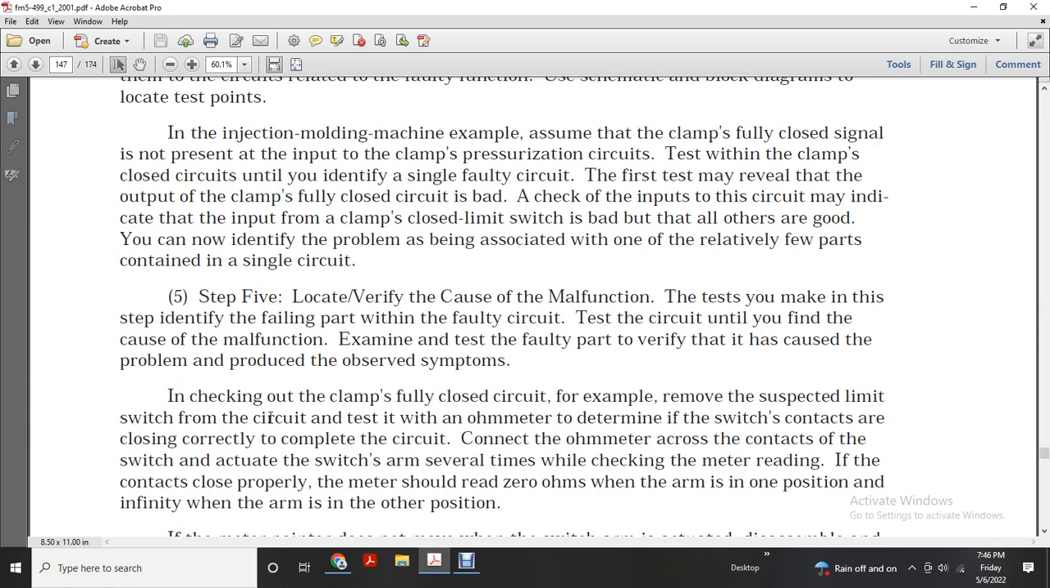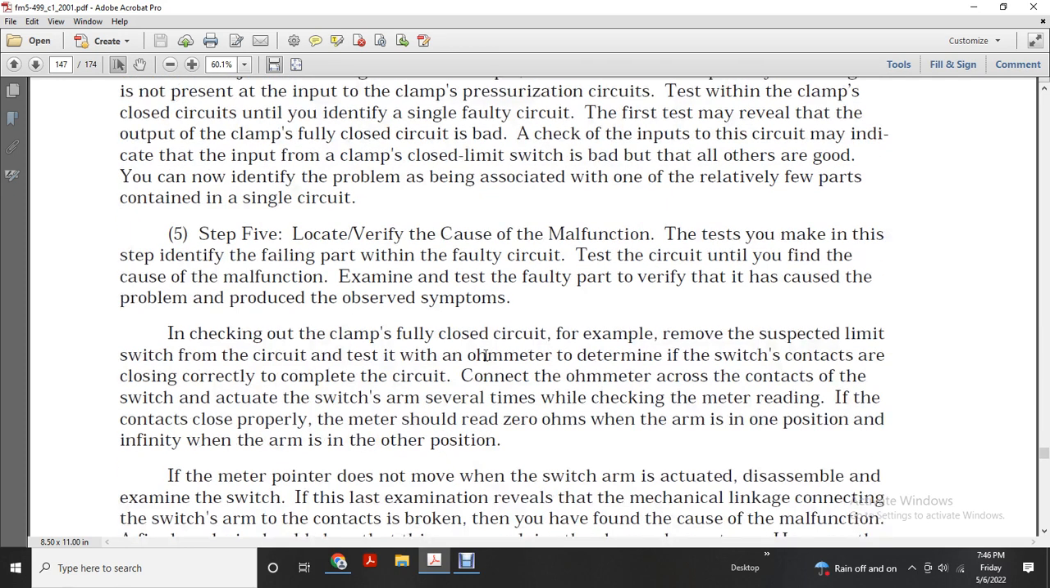Step 5, locate and verify the cause of the malfunction. Tests you make at this stage identify the failing part of the faulty circuit. Test the circuit until you find the cause of the malfunction. Examine the faulty part to verify it has caused the problem and produced the observed symptoms.